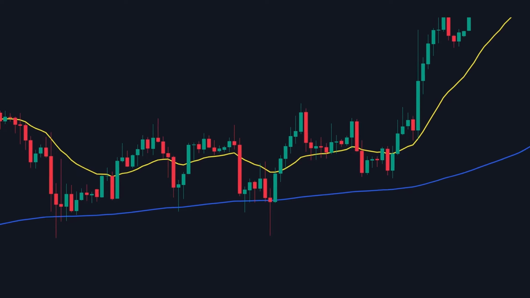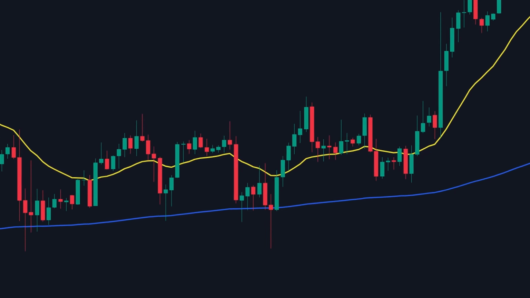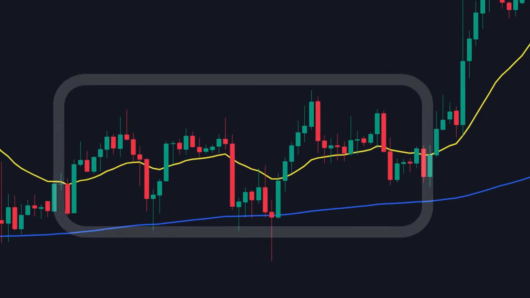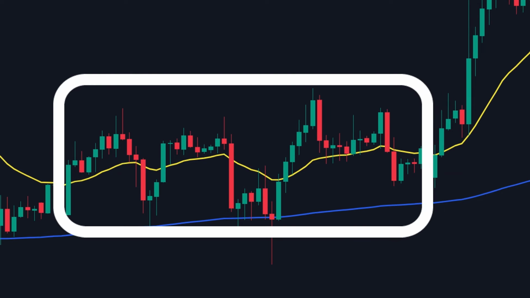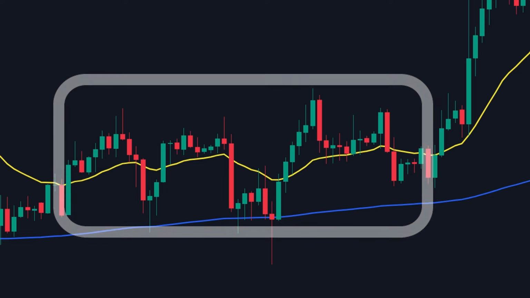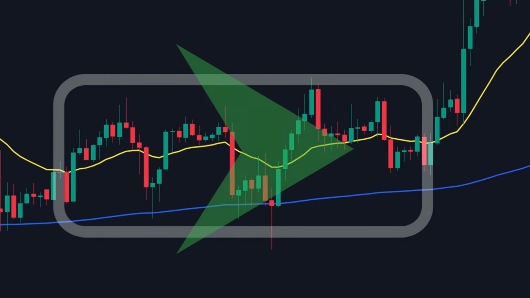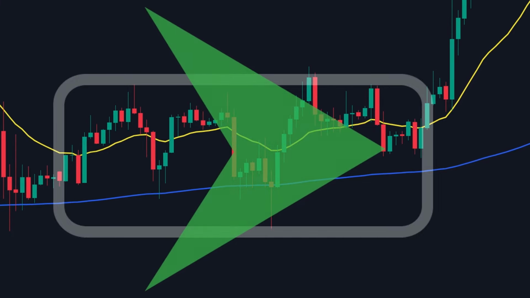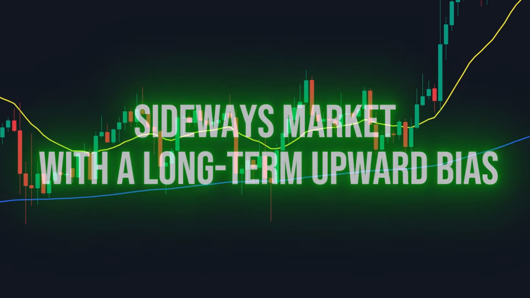If we zoom in here, we can see the price moving sideways around the 20 MA for quite a while. That's a classic sign of a range-bound or sideways short-term market. But look at the 200 MA. The price is still staying above it. So while things were choppy in the short term, the bigger picture was still bullish. In a situation like this, you've got a sideways market with a long-term upward bias.